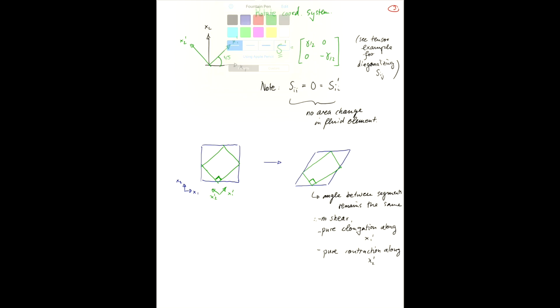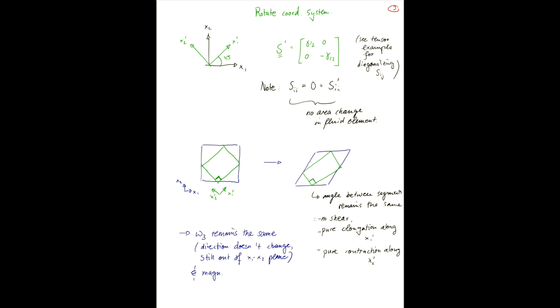And the final thing to note for this flow is that our vorticity component omega 3 remains the same in our new coordinate system. So the direction doesn't change. It's still out of the x1, x2 plane, and the magnitude is invariant. So basically the rate of rotation of the fluid element is the same in both coordinates. And that's good because omega is a vector, and the magnitude of a vector is always invariant.